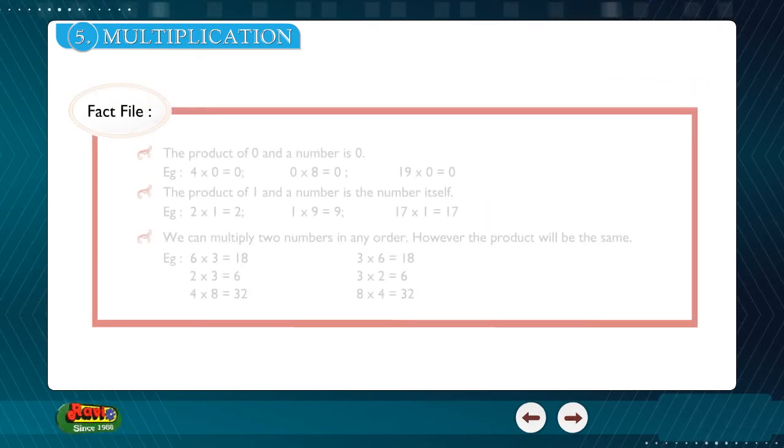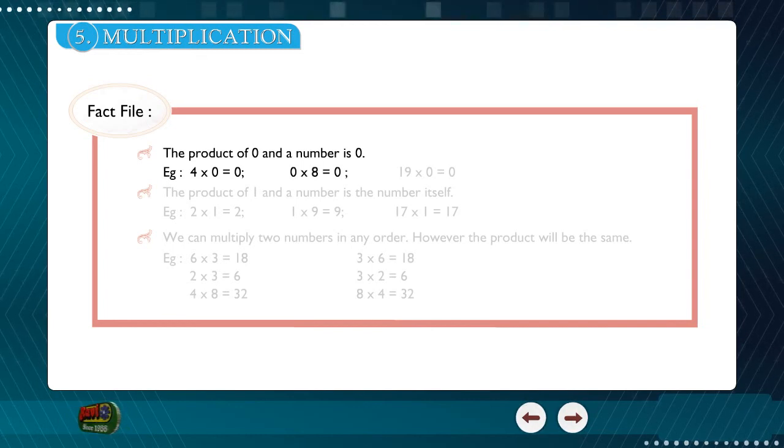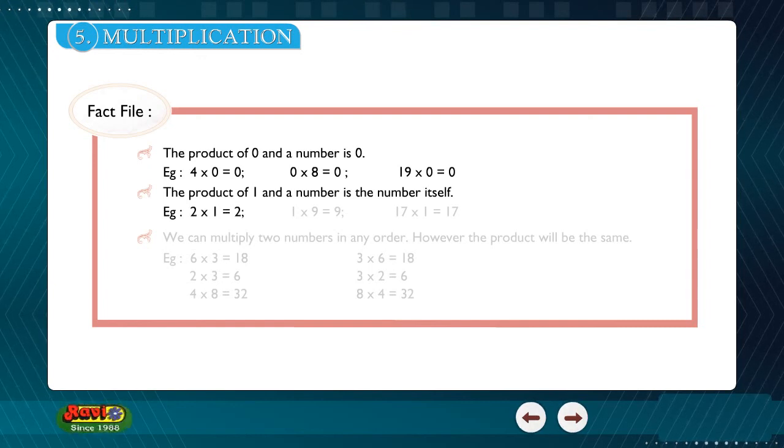Fact file. The product of 0 and a number is 0. Example: 4 into 0 is equal to 0. 0 into 8 is equal to 0. 19 into 0 is equal to 0. The product of 1 and a number is the number itself. Example: 2 into 1 is equal to 2. 1 into 9 is equal to 9. 17 into 1 is equal to 17.